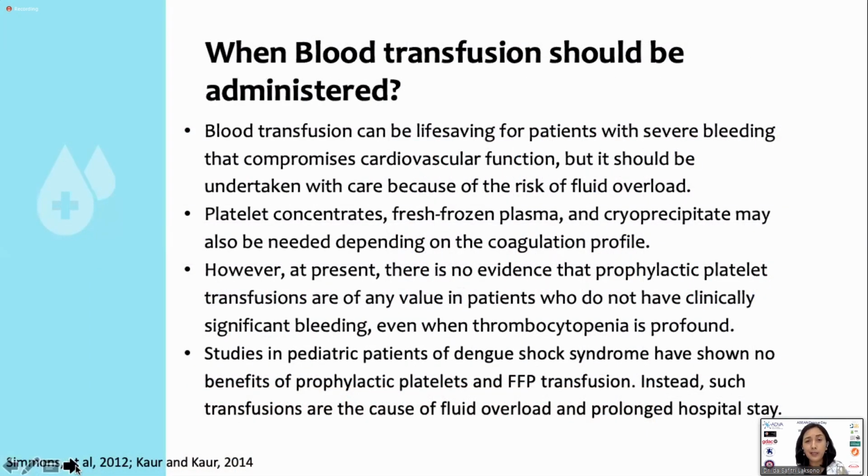Next, when blood transfusion should be administered, because besides plasma leakage, bleeding is also another issue in dengue management. Blood transfusion can be life-saving for patients with severe bleeding that compromises cardiovascular function. But of course, it should be undertaken with care because of the risk of overload. Platelet concentrate, fresh-frozen plasma, and also cryoprecipitate may also be needed, depending on the coagulation profile. At present, there is no evidence that prophylactic platelet transfusion has any value, and it should be avoided just to increase the platelet counts. Studies in pediatric patients with dengue shock syndrome have also shown no benefit of prophylactic platelet and FFP transfusions.